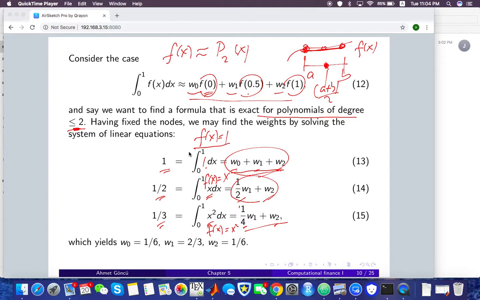So now what we have here is basically 3 unknowns, which are the weights that we are trying to find, and we have 3 equations. So this can be solved. And if we solve this system of linear equations, basically we get the weights for the Simpson's quadrature method. So this was written for simplicity for the interval between 0 and 1, but actually you can easily generalize this to a to b.